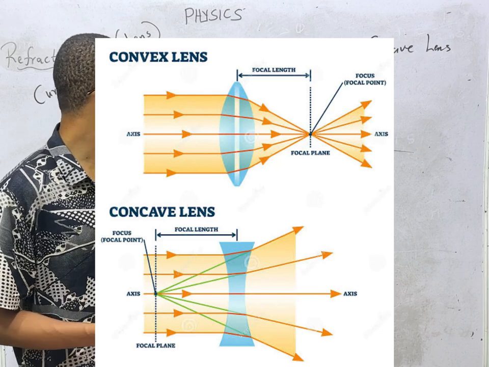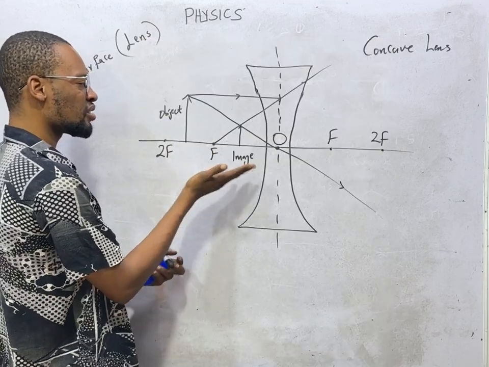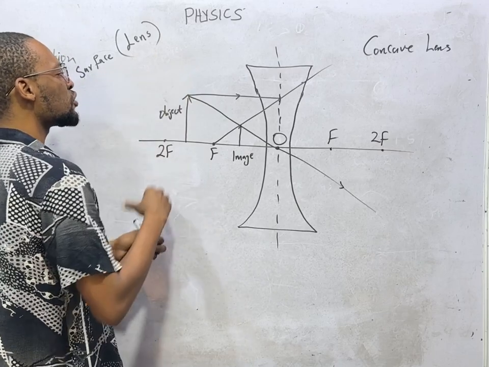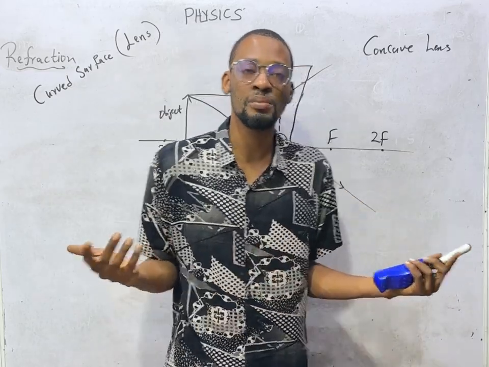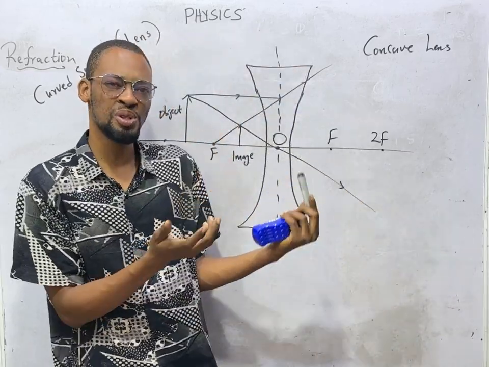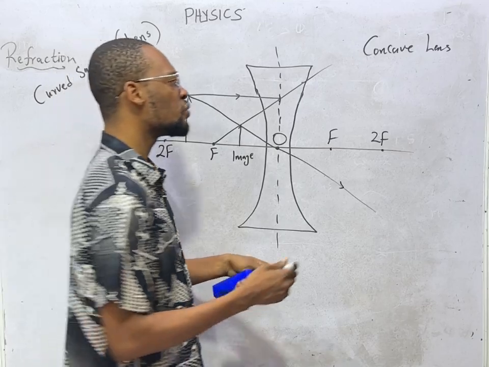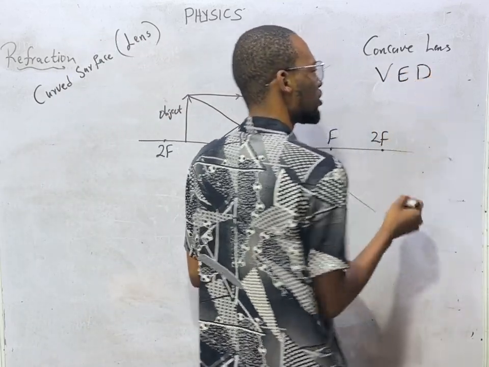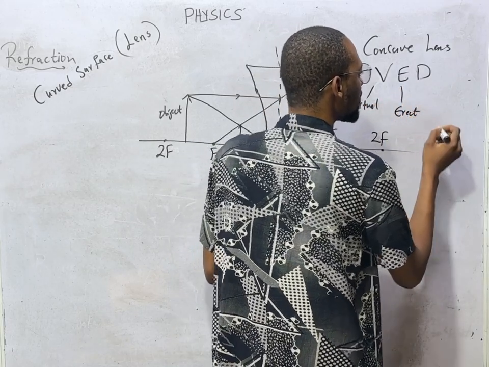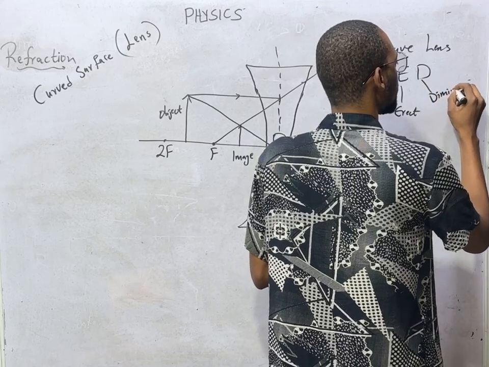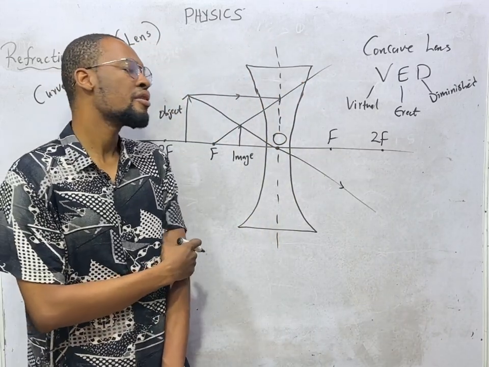Now, this is what happens. For a concave lens, you place the object anywhere around here, between the focus or anywhere, and a concave lens forms basically a similar type of image. So it doesn't have to do with position. Anywhere you place the object, the image formed will have the same characteristics, which is VED. They are virtual, they are erect, and they are diminished.